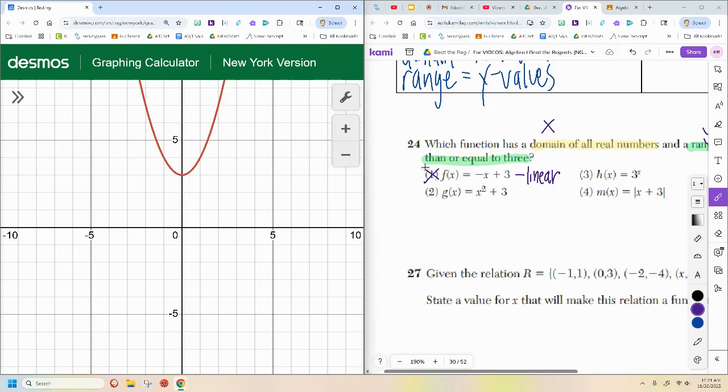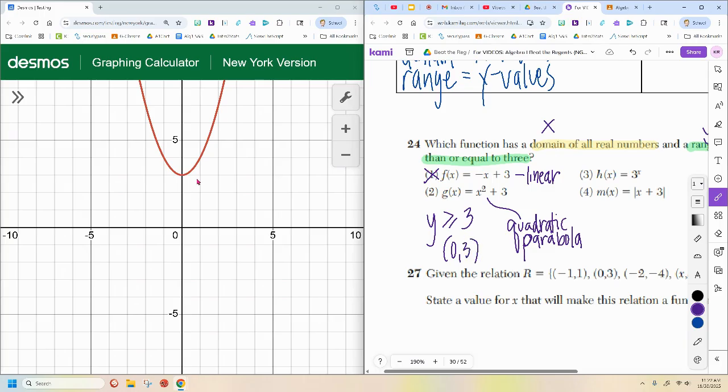We're looking for a range, I'm going to make it symbolic, a range that is greater than or equal to 3, and I want positive 3. If I look at this parabola, which is a quadratic, so x squared, the degree is 2. The name of the graph is a parabola. It has a minimum at (0, 3), right? I can click on that point.